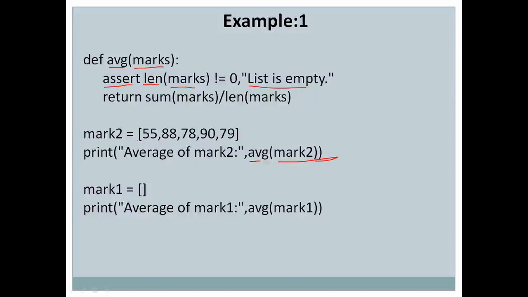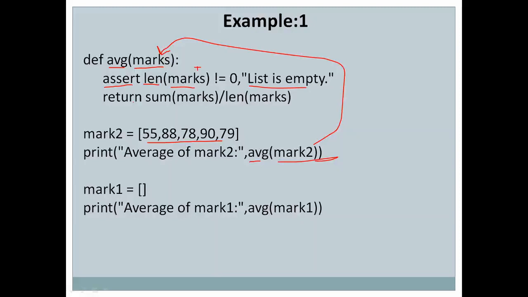Now consider the mark2 here. We are passing these values. So when I call average with mark2, mark2 will be sent here, and that is stored in marks now. So marks is also pointing to mark2. So when I say length of marks here, it is not equal to 0. We have some values, you can see it here. So definitely it is not equal to 0. So the condition becomes true here. When it is true, nothing is done.